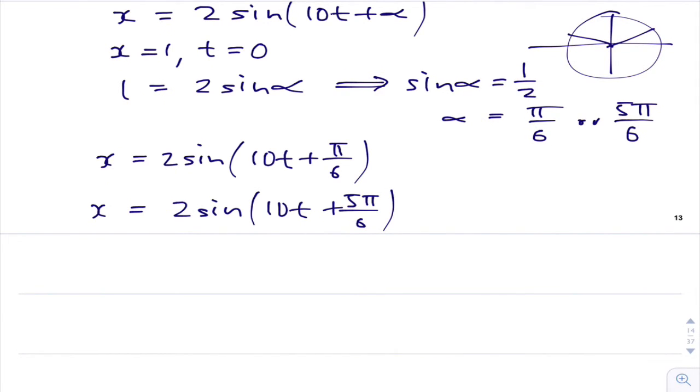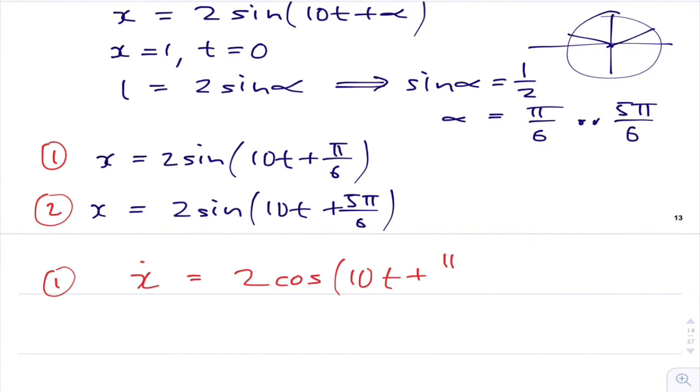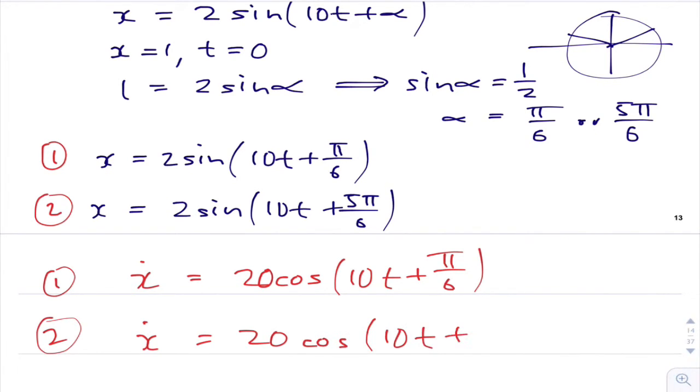So now let's look at the expressions for the speed that we'll get for these two possible answers, 1 and 2. So in the first case, we've got that the speed will be 2 cos 10t plus pi over 6 times by 10. Okay, so I'll just simplify that, make it nice. It'll be a 20 at the front there. In the second case, the speed will look very similar, but it'll be 20 cos 10t plus 5 pi over 6.